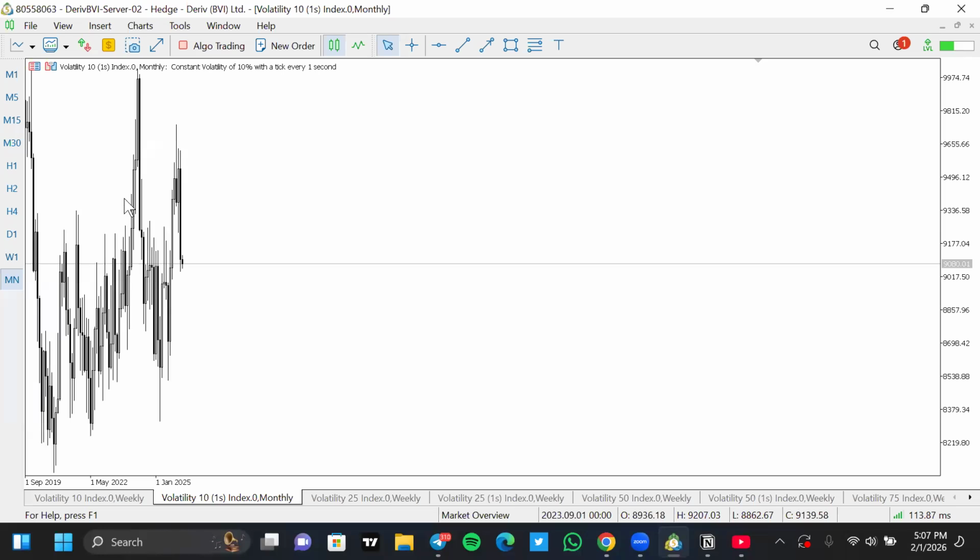And V10S, from my chart, I can see that V10S is coming from this particular zone here. This is a monthly time frame. It is coming from a monthly order block.